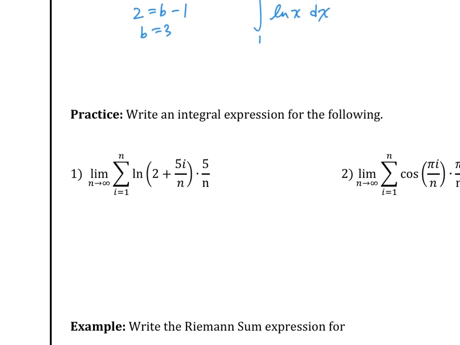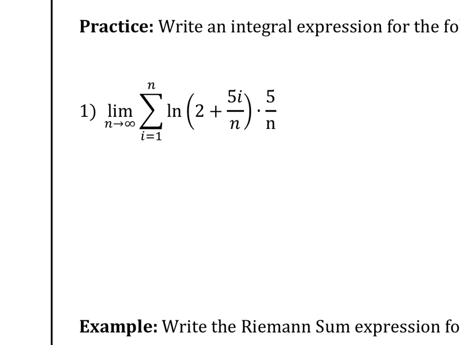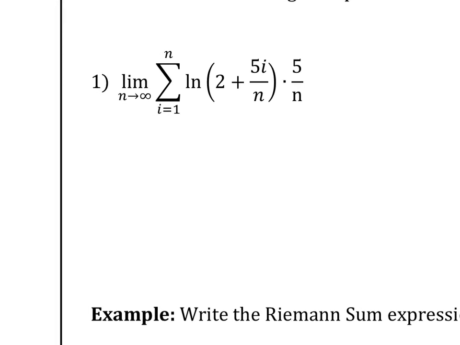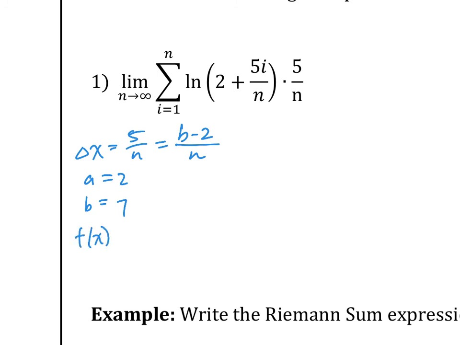So let's go ahead and practice just one here. This one should be pretty easy. Go ahead and write down what you think the definite integral is. All right, we can see that delta x is equal to 5 over n. A is 2, and b minus 2 over n, therefore b must be 7. From all that, we can decipher that f of x must be natural log x. Therefore, this is the integral from 2 to 7 of natural log x dx.